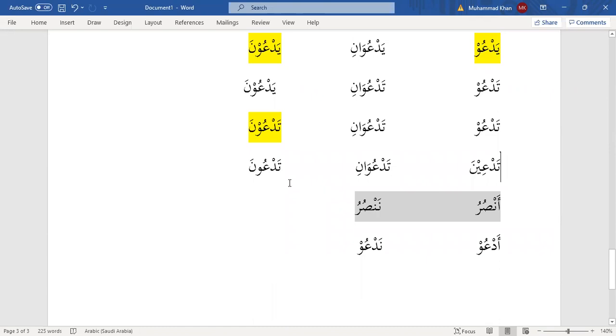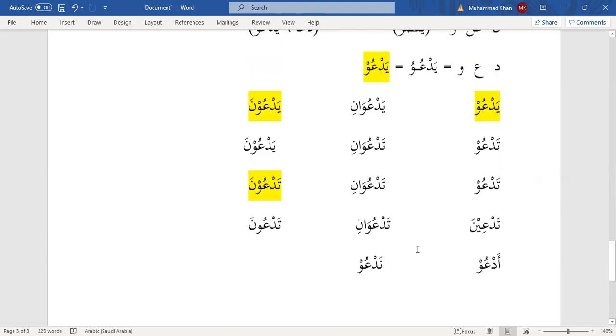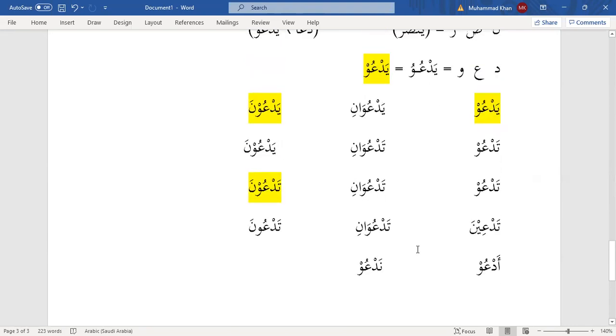Tad'ina, tad'uani, tad'una. And then here the same change as we have discussed already over here, because when waw has dhamma and there is dhamma before it, then the waw becomes sakin. So ansuru, nansuru, and it becomes ad'u and nad'u. So almost everything has changed except the dual. Yeah, the dual wouldn't change. That's number one. All the 4 forms of dual haven't changed.